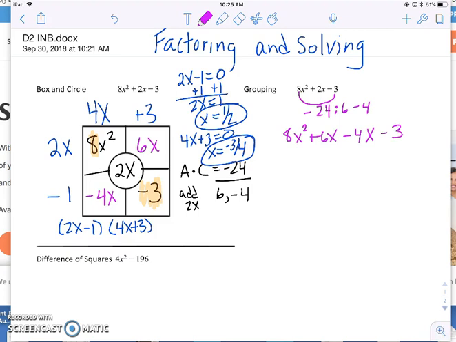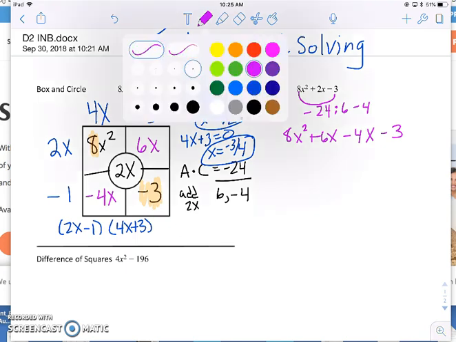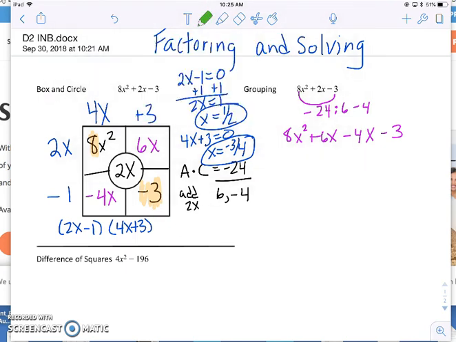So we didn't really change anything at all. 6x minus 4x gives us 2x. We just expanded it. And then factoring by grouping, if we cut this in half, what goes into 8x squared and 6x? Well, the greatest common factor is 2x. So we're left with 4x plus 3. And our goal is to make these parentheses the same.